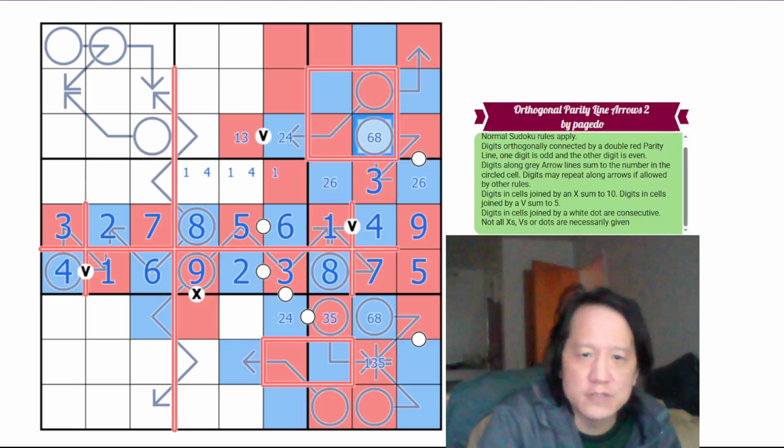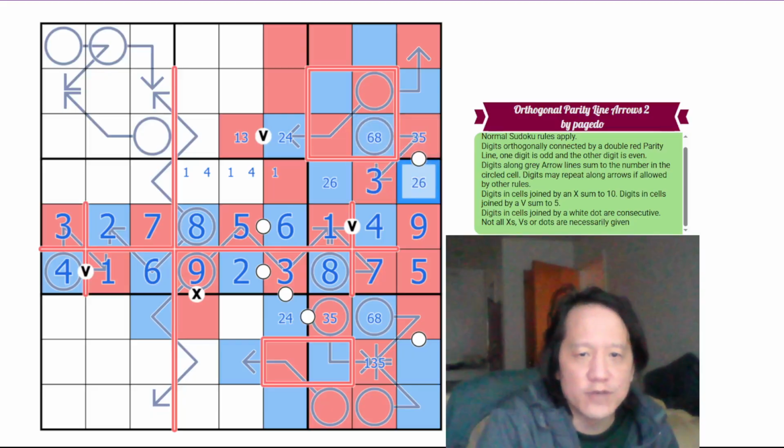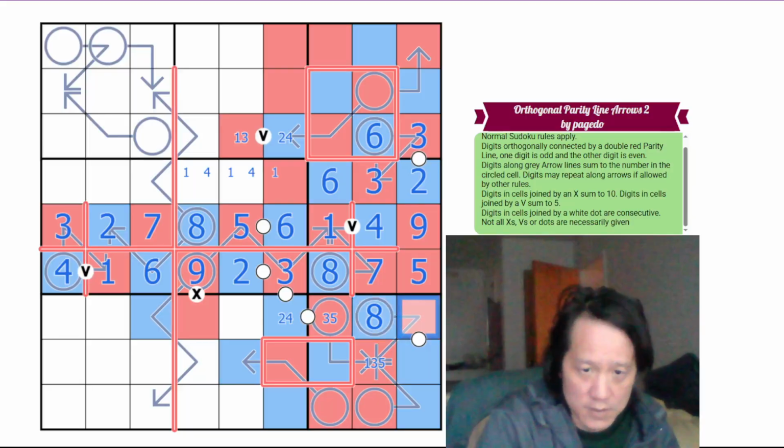It could be 6 or 8. So this is 3 or 5 here. Cannot be 5. So this is 3, which is consecutive with 2 out of 2 or 6. So that's 2. This is 6, and this is 6. That eliminates 6 here. So this is 8.